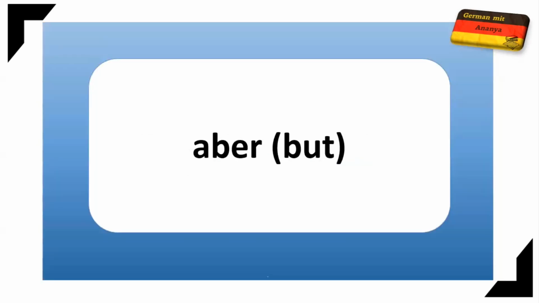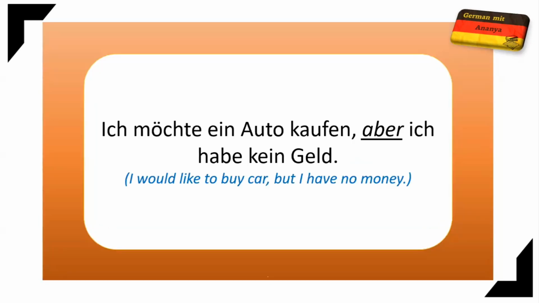Next is aber, which means but. Again, this is a Hauptsatz. Ich möchte ein Auto kaufen, aber ich habe kein Geld. You can see the position of the verb, which is habe, in the second sentence is second place, right? We consider aber as a zero position. Ich is first and habe is second position. So again, this is a Hauptsatz. I would like to buy a car, but I have no money.